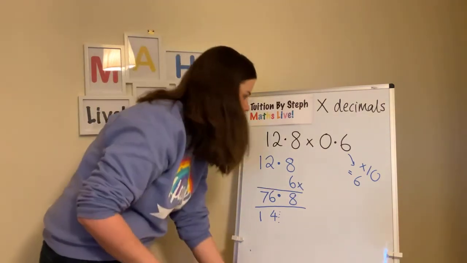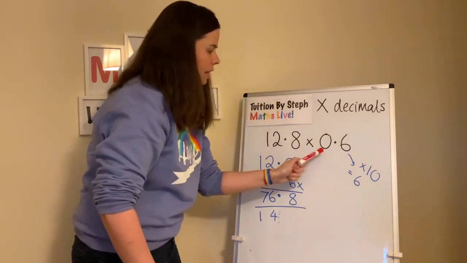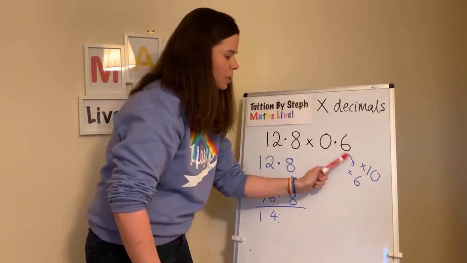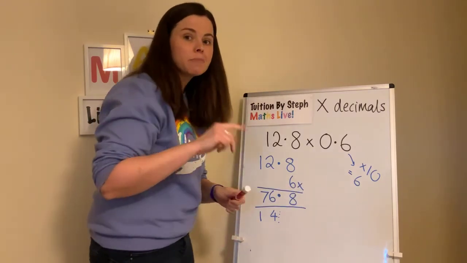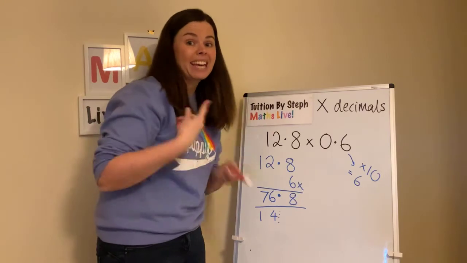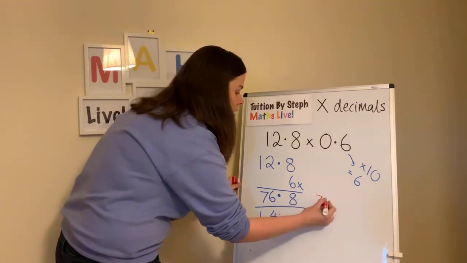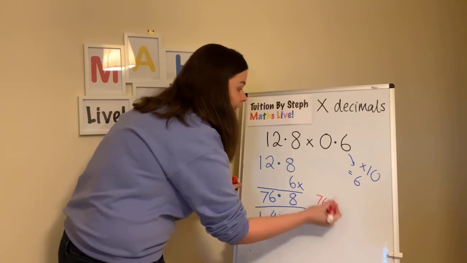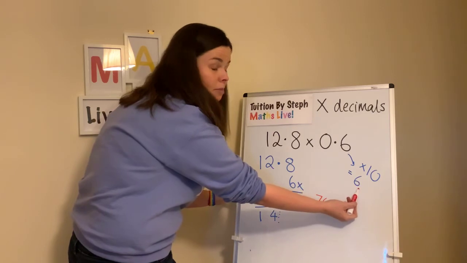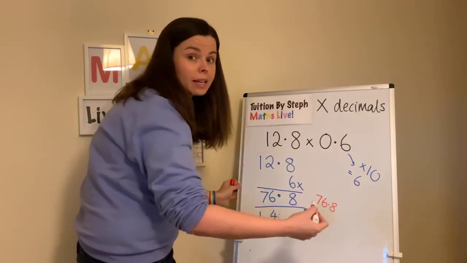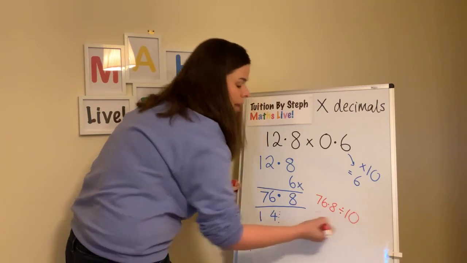We haven't finished yet. Because you know at the beginning how we were really sneaky and we times our decimal by 10 to make it to a whole number? We need to make sure we change it back again. Yeah? So what we need to do with our answer is then divide it by 10. Because we times it by 10 at the start to make it 6, we need to do the opposite. So if we times by 10, we need to divide it by 10.